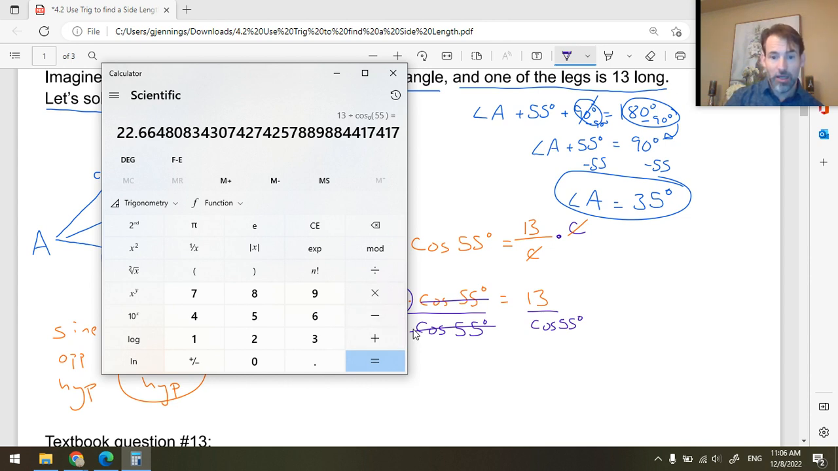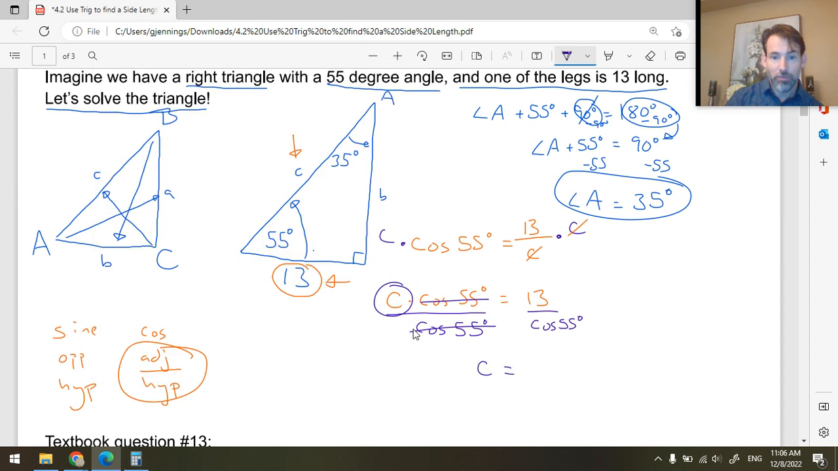So c is equal to 22.7. Okay, so we can put that on our diagram here. 22.7. And that should look reasonable because it's longer than 13 and substantially longer, almost twice as long. So that's pretty good. And then we can solve for b.